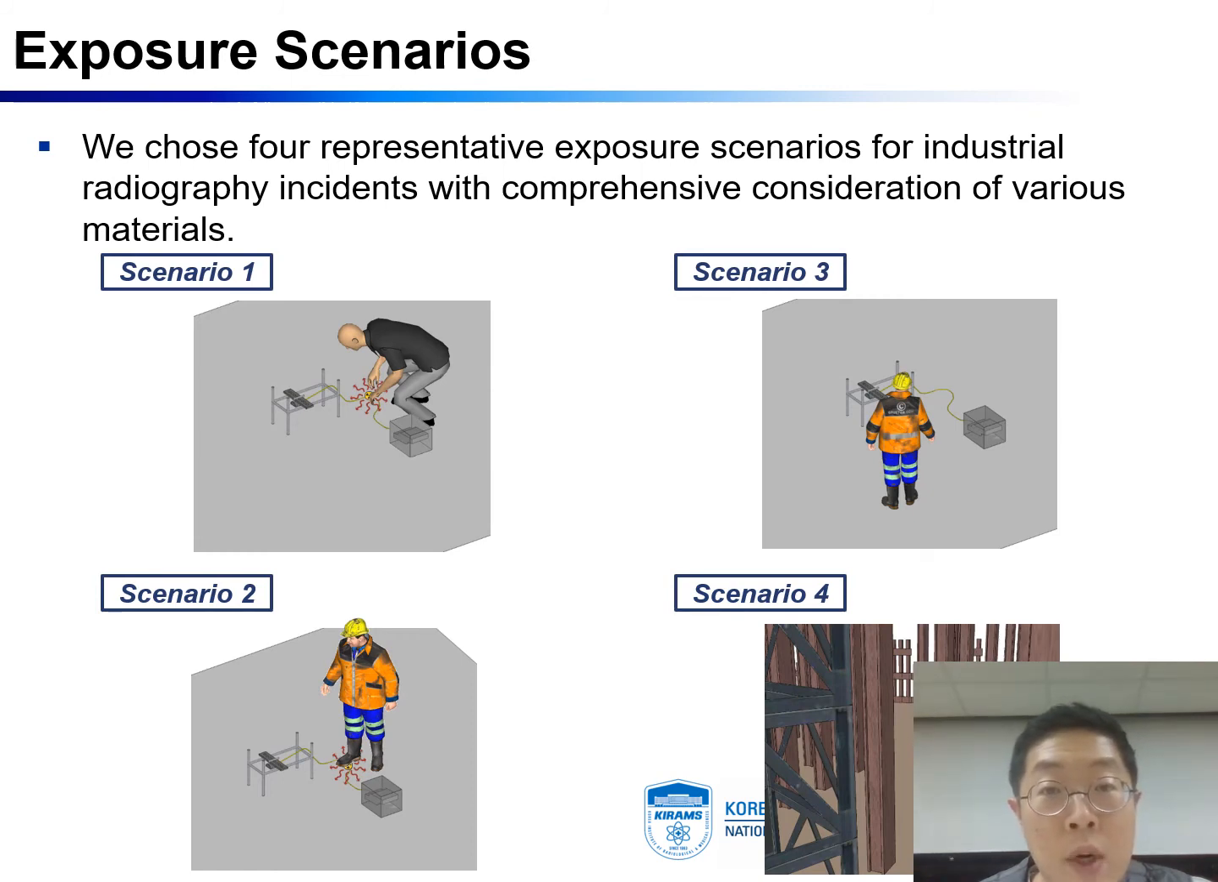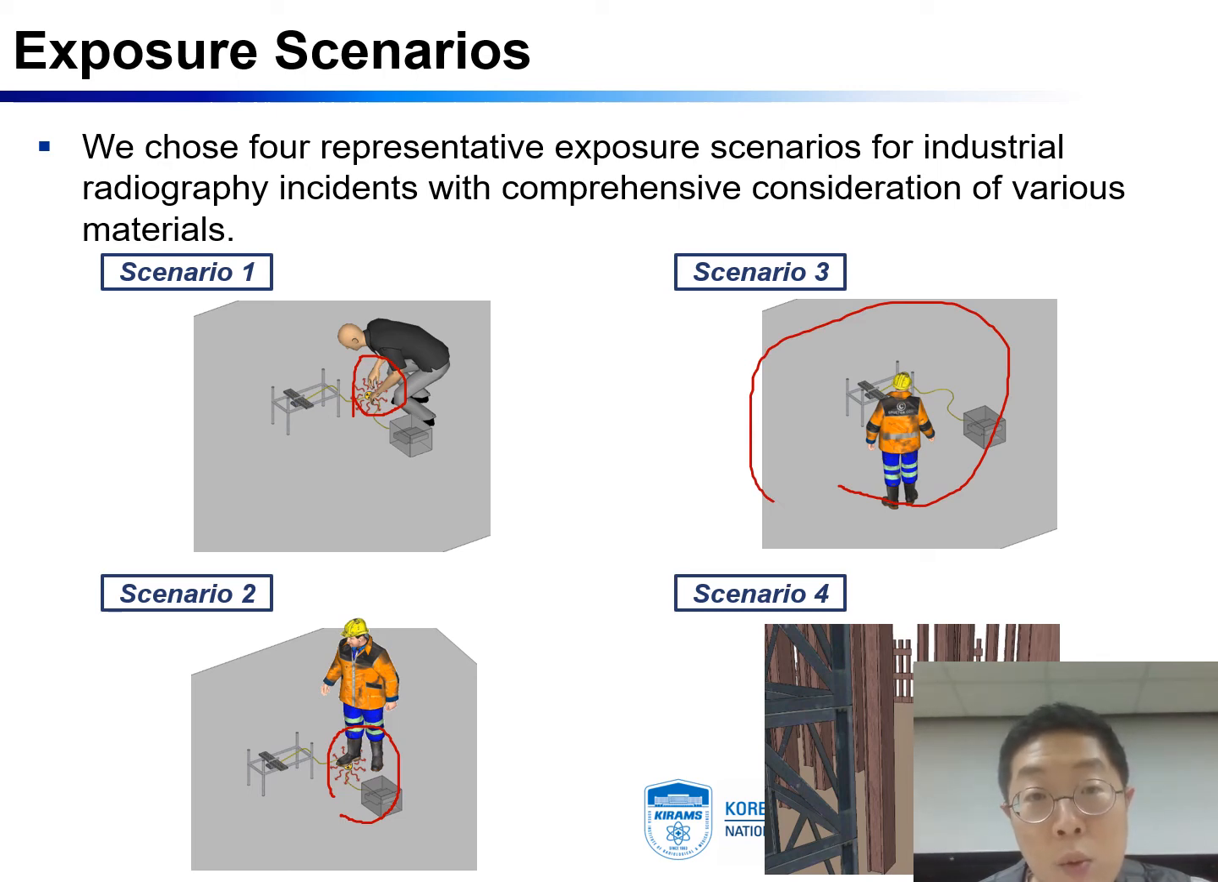We chose 4 representative exposure scenarios for industrial radiography incidents with comprehensive consideration of various materials. Scenario 1 is when radiation workers handle the source with their hands. Scenario 2, when workers step on the source. Scenario 3, when workers work nearby the source. And scenario 4, the worker works nearby the source. This is similar to scenario 3, but scenario 4 is for field work.